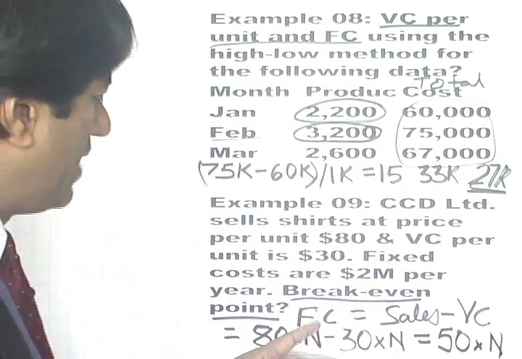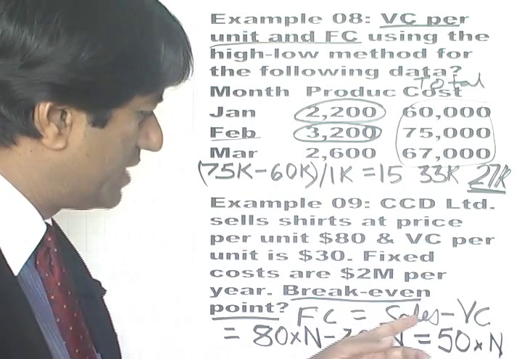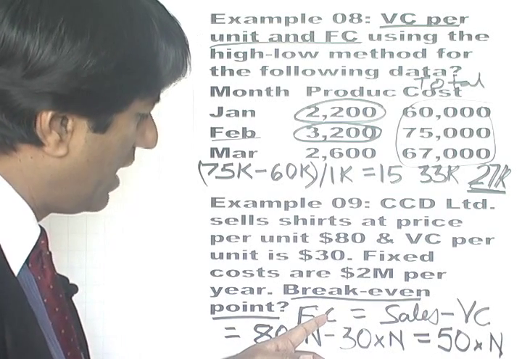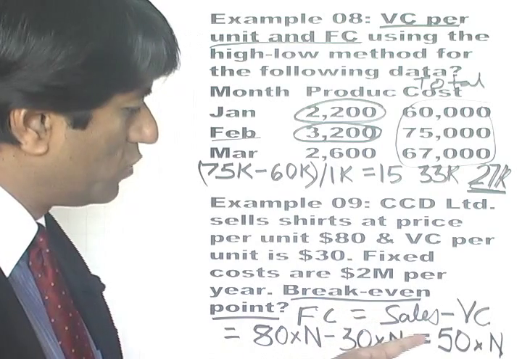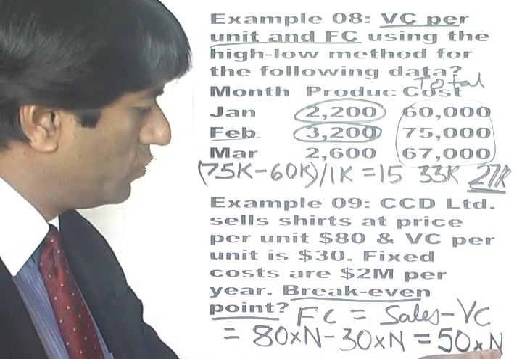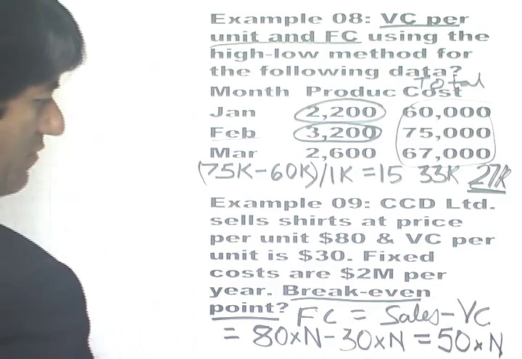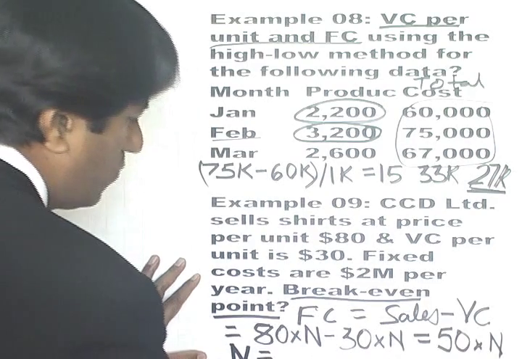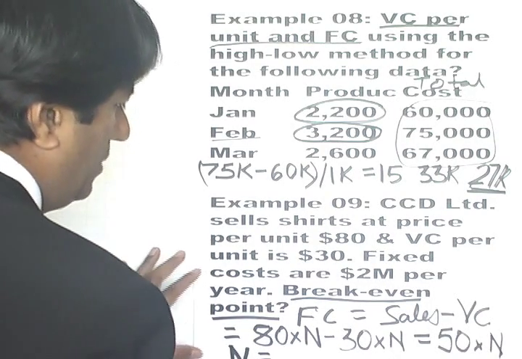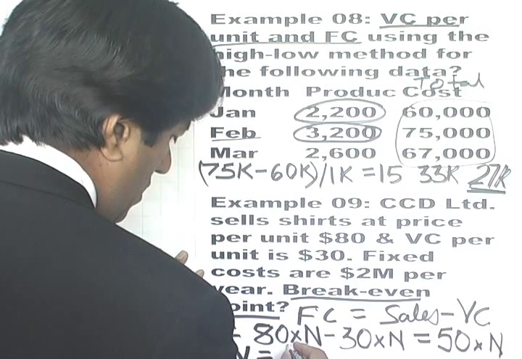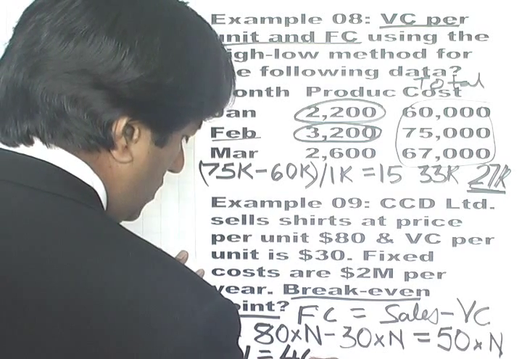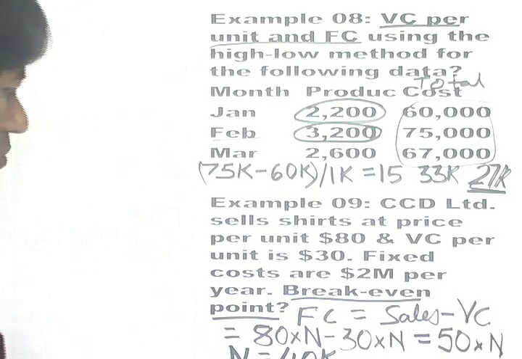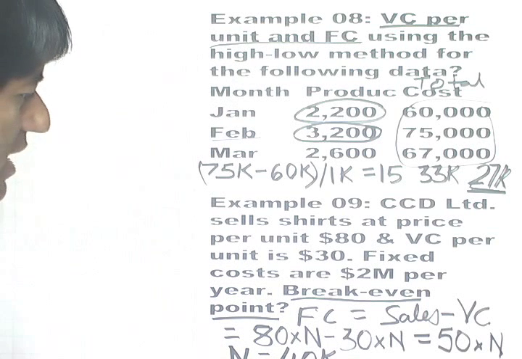So you're at the break-even point where total fixed cost equals sales minus total variable costs. You're going to have fixed cost, which is given as 2 million, equal to 50 into the number of units sold, or N will be 2 million divided by 50, and that will equal 40,000. So the number of units to be sold equals 40K.